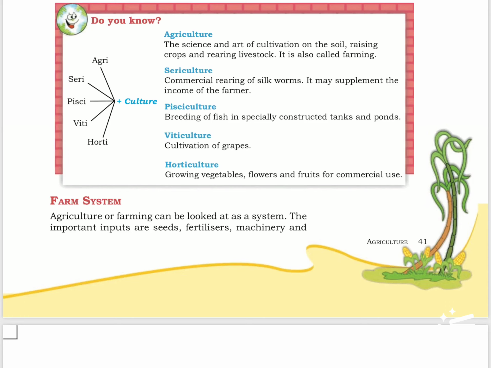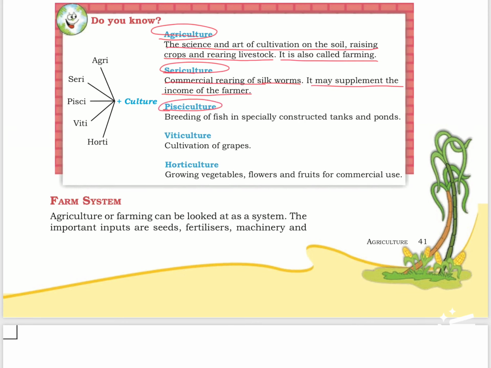Next we have some definitions. Agriculture, the science and art of cultivation on the soil, raising crops and rearing livestock. It is also called farming. Next we have sericulture, commercial rearing of silkworms. It may be supplemented with the income of the farmer.